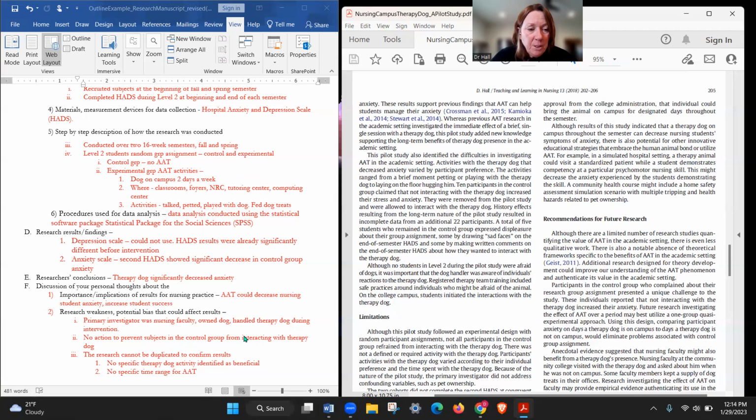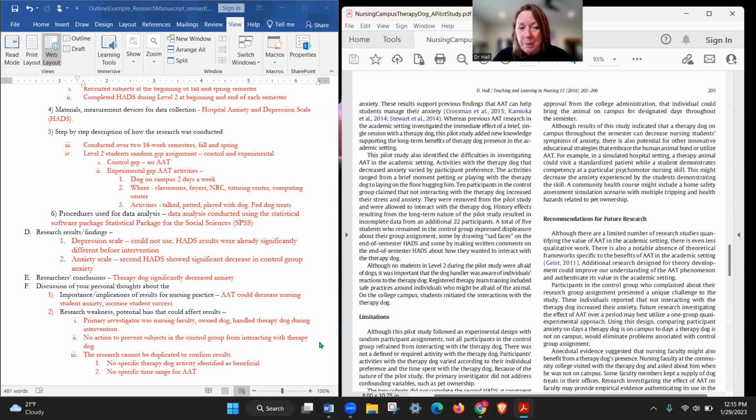And then there was no action to prevent the people in the control group from interacting with the dog. They weren't in two separate rooms. The dog was there, and if you were in the control group, you weren't supposed to interact with him. If you were in the experimental group, you could, especially on test days, right? Another weak point was that no specific animal-assisted therapy activities were identified as beneficial. Everybody did their own thing with the dog. They pet the dog, played with the dog, fetch, or gave him a treat, or had him do a trick, or all those different things.